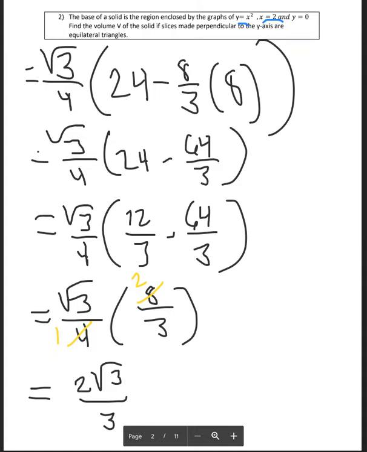Yeah, so that one, I would say the hardest thing is just getting the right answer from the area and the base. Integrating it is not the hardest part. So yeah, Natalie, do you understand?